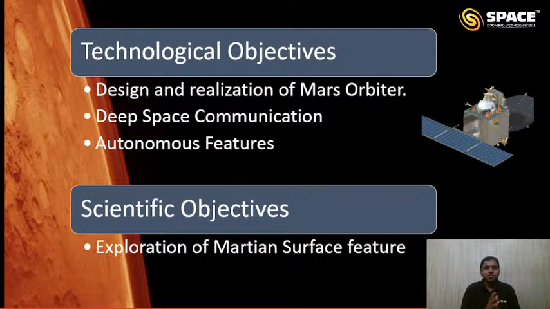So technological objectives were simple, that we want to design and send an orbiter that has the capability to reach Mars, travel in space for nearly 900 days, right? And then it can withstand the harsh environment of space. Then it can do the deep space communication.